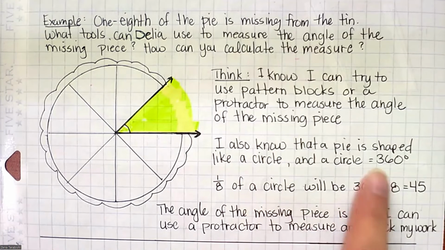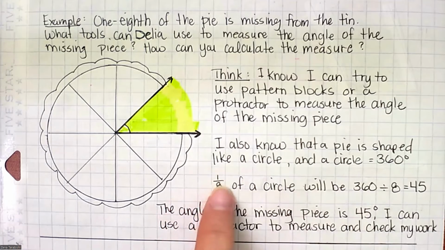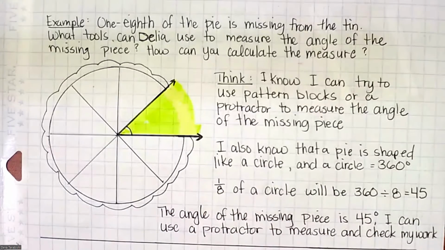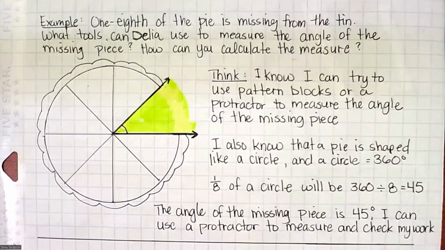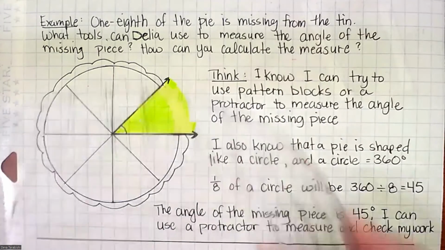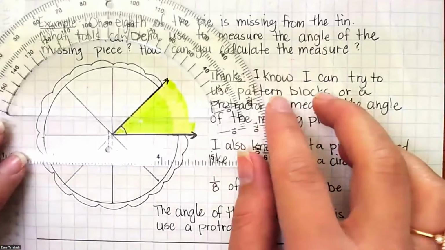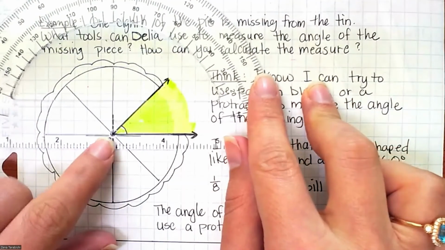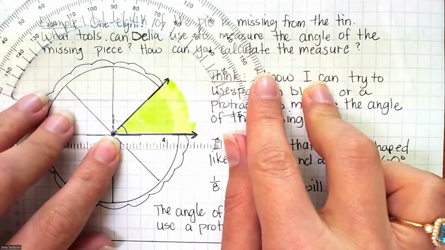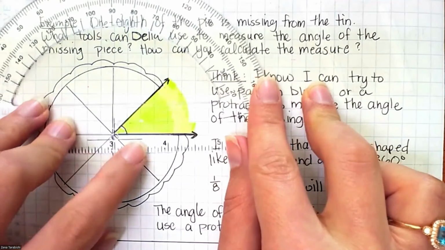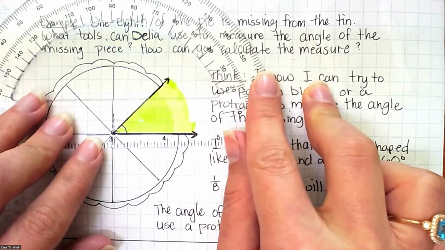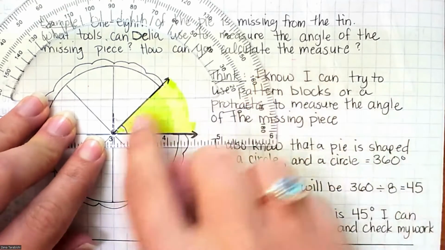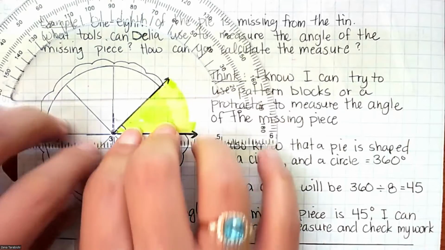So what I'm going to do is take my 360 degrees and divide it into 8 equal parts. And that gives me 45 degrees. So the angle of the missing piece is 45 degrees. Now I can use my protractor to check my work. So remember, when you use a protractor, the hole right here, you line up with the vertex or the endpoint. That line that you see on the bottom of the protractor, you want to line up with one of your rays. And then you're going to see how far it goes on there.